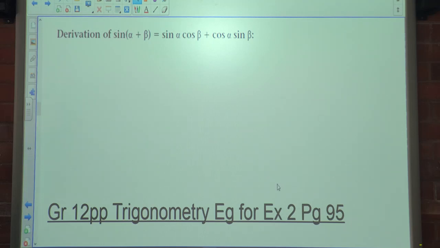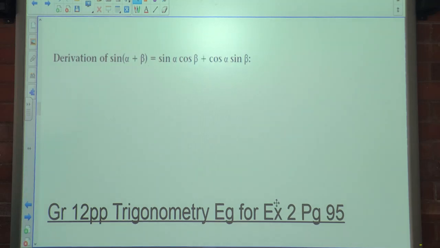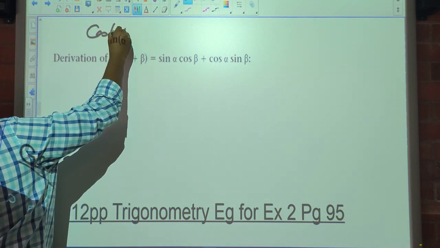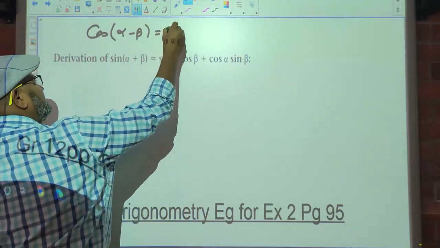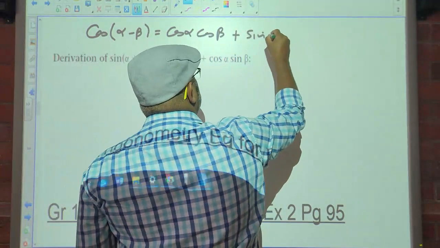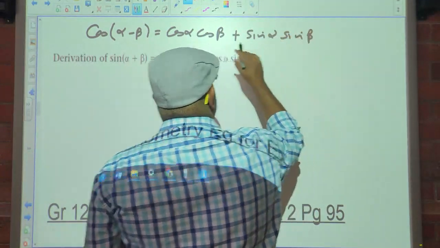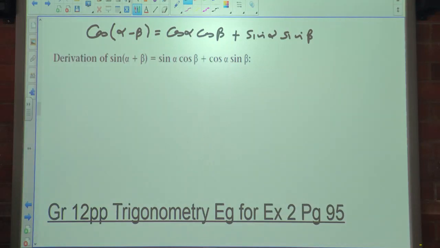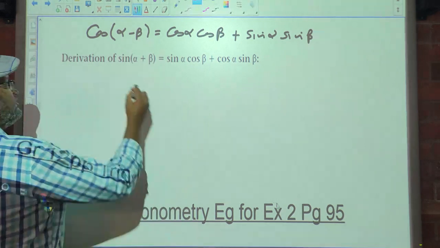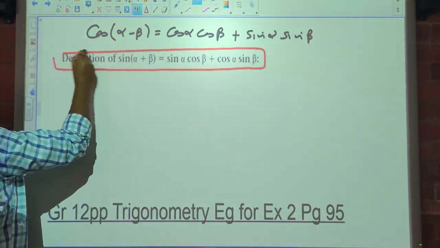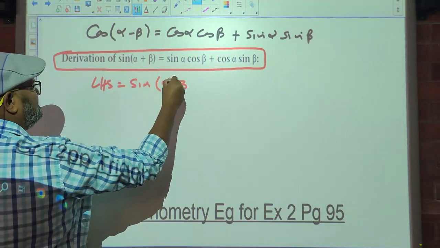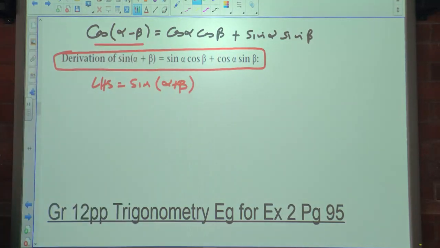Here we got sin alpha plus beta. But remember, what did we prove? We proved that identity, which is cos alpha minus beta can be written as cos alpha cos beta plus sin alpha sin beta. You must use that identity. Okay, so again, this is what we need to prove. We need to get our left hand side, which is sin alpha plus beta, looking like cos alpha minus beta.